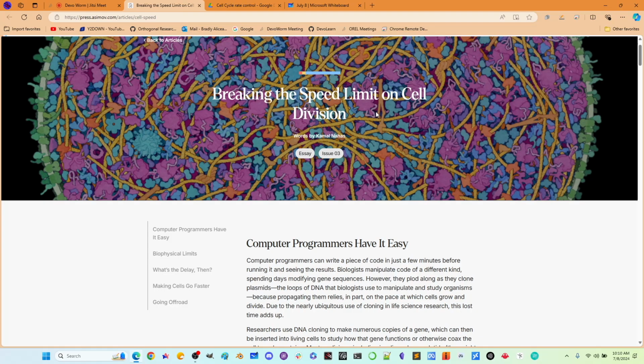So cell division has a speed. We've talked about this before, and we'll get into this with the papers. There are different cycles. There's a cycle of cell division.